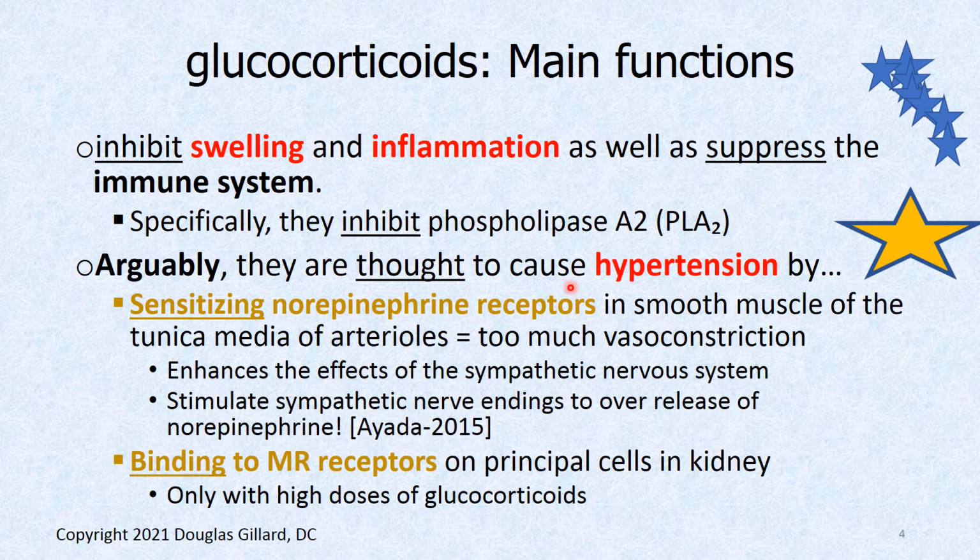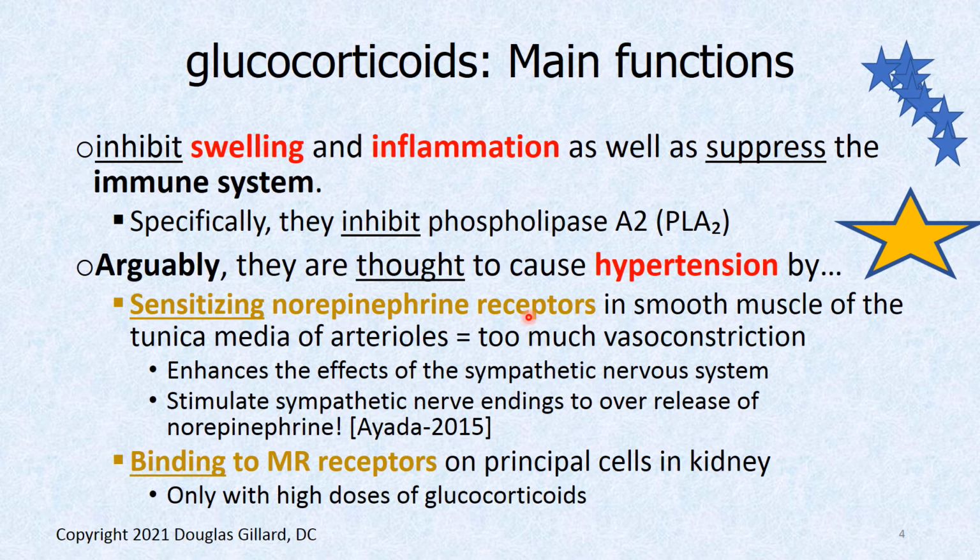How does it cause hypertension? Because that's another thing it can do. It's not maybe a main function, but in Cushing's disease it is. If you have too much cortisol, you get hypertension. How does that work? There are two mechanisms, and this is still not completely understood, but it's thought, and I think I've mentioned this before, that it sensitizes norepinephrine receptors. And remember the balance between nitric oxide and sympathetically released norepinephrine.